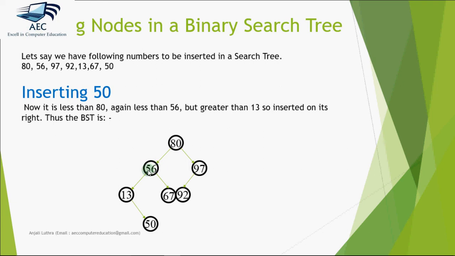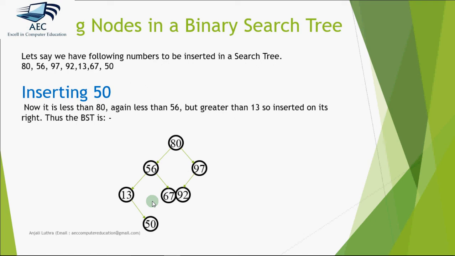Now 50 is less than 56, true. So we go to the left, but left is not blank. There is already 13. Now we need to compare this 50 with 13. And it is greater than 13. So we insert it on the right hand side. So it gets inserted over here on the right. So that's how 50 finds its place in the binary search tree.